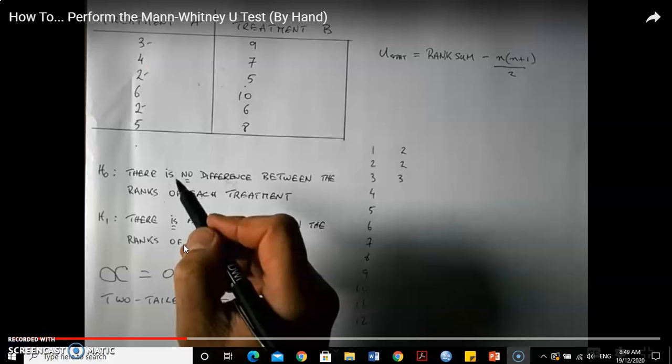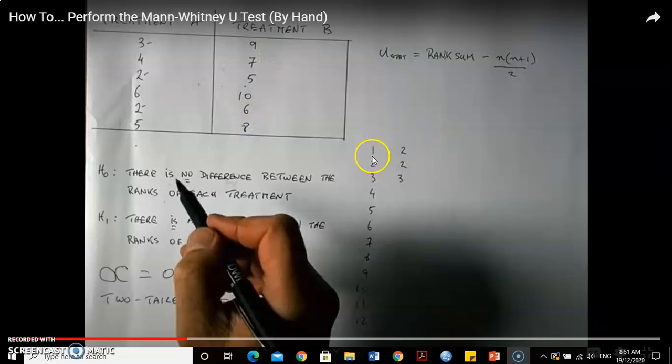Okay, let us see this example from YouTube. So they have two groups, treatment A and treatment B. So this is the formula for doing Mann-Whitney. So you have to calculate the U statistic, which is equal to rank sum minus n in bracket n plus 1 divided by 2. Okay, so first of all, you have to know how many data there are. So here we have 12 data: 3, 4, 2, 6, 2, 5, 9, 7, 5, 10, 6, 8.